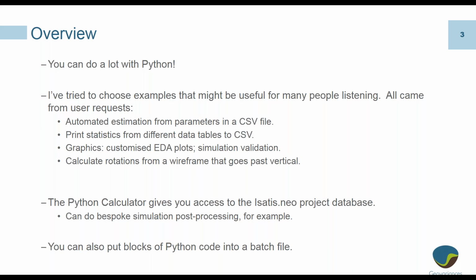The basic way Python works in Isatis.neo is you've got two places you can use it. One is the Python calculator inside the software itself, and that gives you access to a data table of the Isatis.neo project database, and that would allow you to do, for instance, very detailed simulation post-processing, or perhaps just simple data transformations of variables. And you can also put blocks of Python code into a batch file.